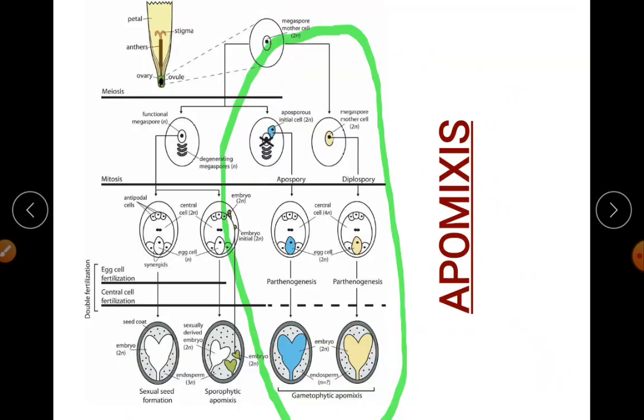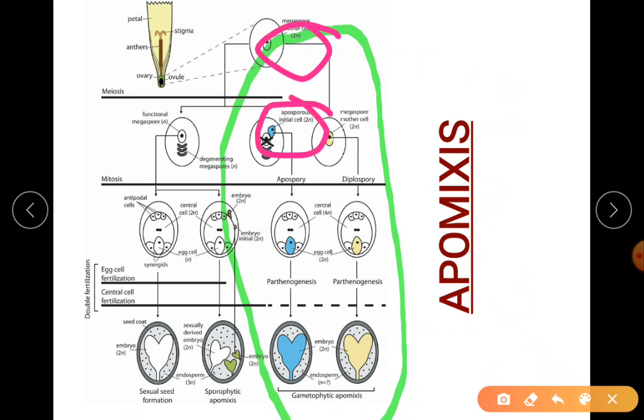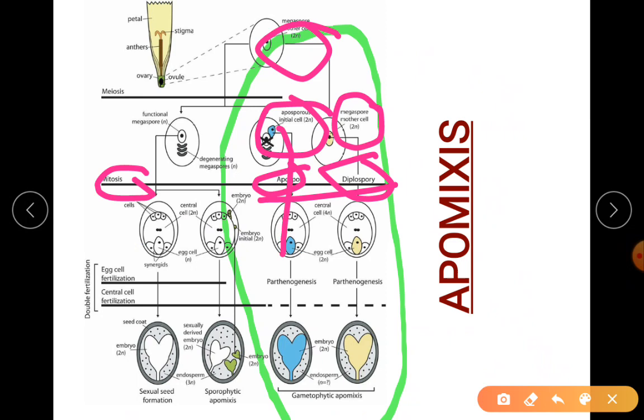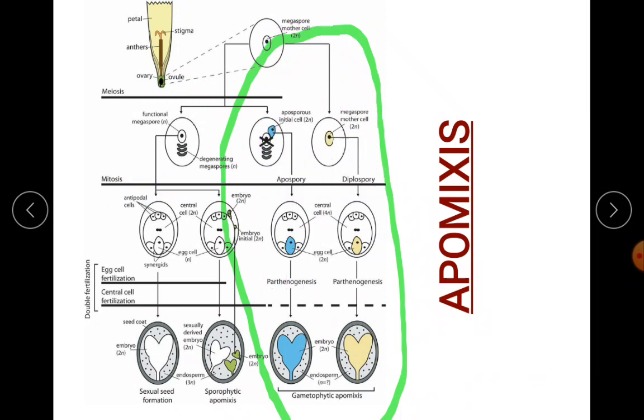To make you clear, you can see here 2n. See, you can see they have put a cross mark. They've become aposporous, and megaspore mother cell is again 2n. Instead of meiosis, it is mitosis here. Okay, so mitosis occurs. Don't worry about the term. This is for your further studies, that is your CET point of view. So here you can find apospory. That's why it is gametophytic apomixis they are saying. This is your diplospory. Don't worry.